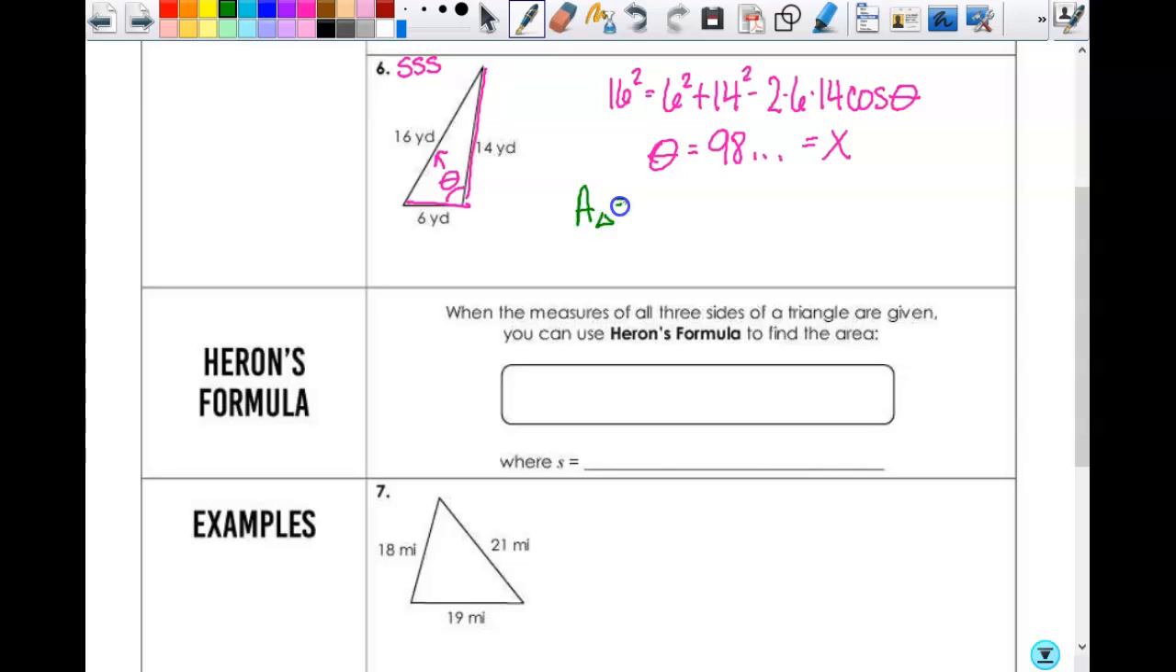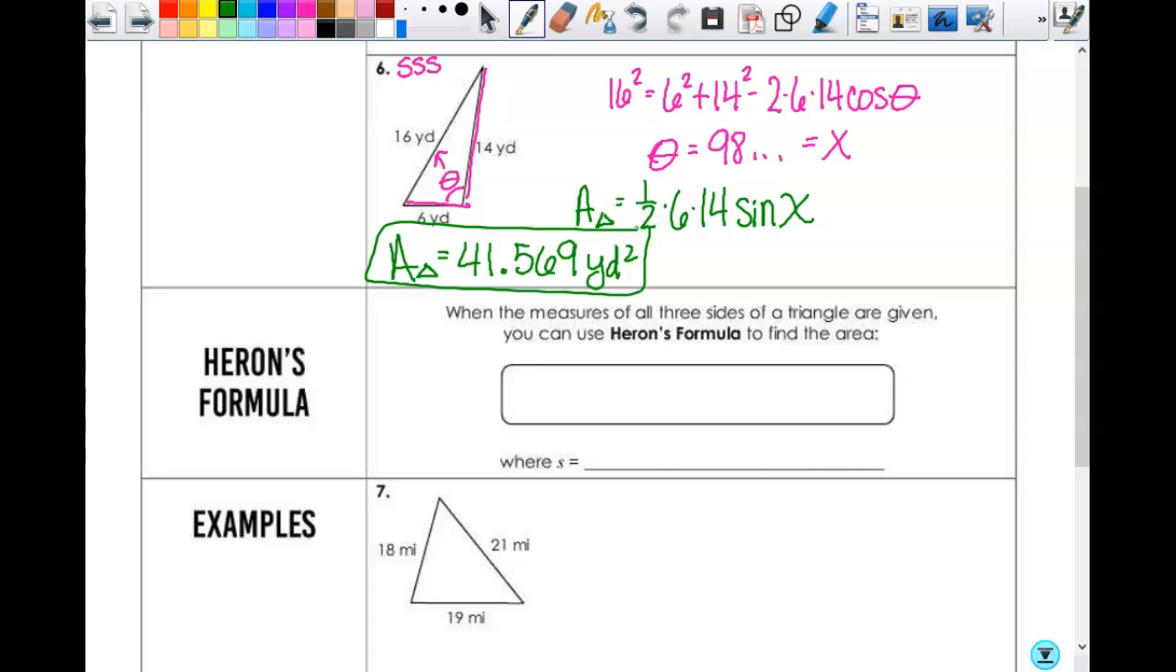So the area of the triangle then is going to be 1/2 times 6 times 14 times the sine of the x that's in your calculator. It's 41 something. Point what? 570? Nope, 569. Okay. 0.569 yards squared. So make sure you get that number. If not, say something before I move on. It's okay to speak up. We're all good?